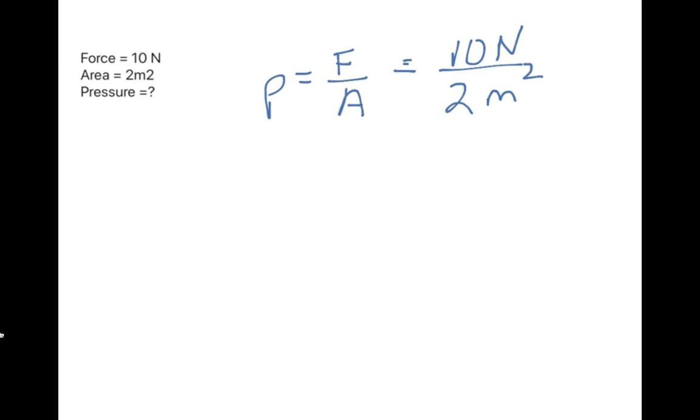All right, so let's look at this question to get us going. The pressure is force over area. They gave me the force, they gave me the area. Let's just find the pressure. So my force is 10 newtons divided by my 2 meters squared area. Ten divided by 2 is 5. Now my units are Pascals. So the pressure in this system would be 5 Pascals.